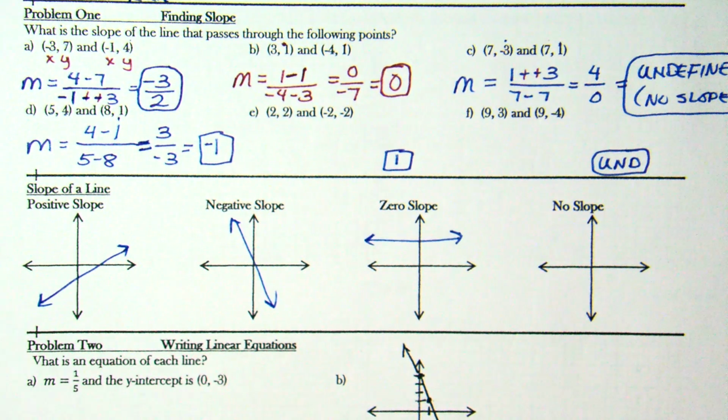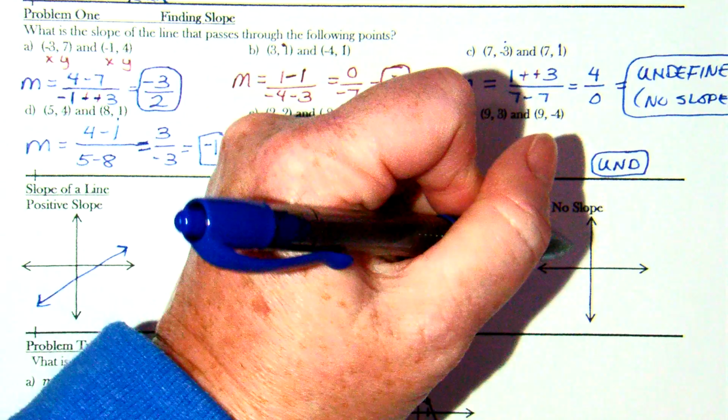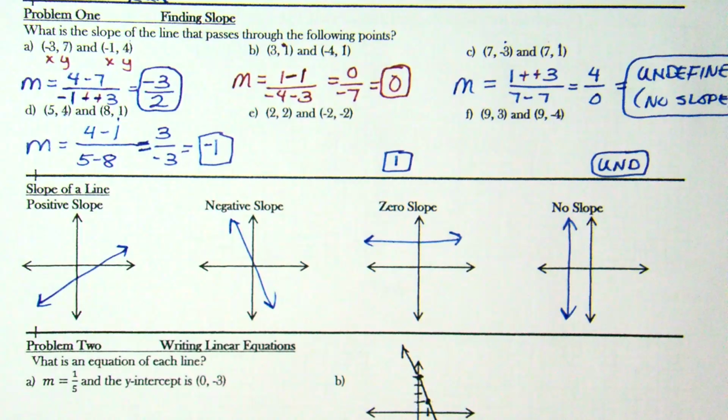Process of elimination at this point, what's no slope? It's your vertical line. Okay, so with no slope, you can rise up and down all you want, but there's no run. And so that's the idea when the denominator is 0. Okay. I saw some memory out there of slope.